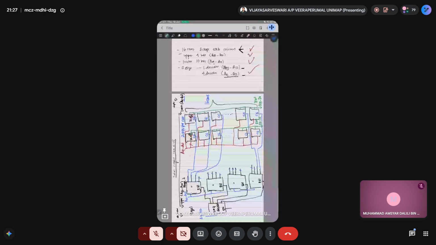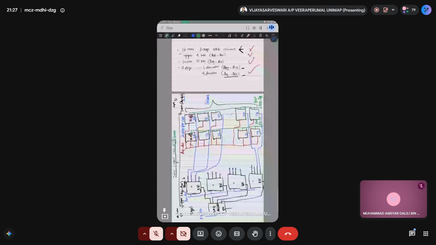So the total capacity yang just now kita tengok adalah 16 bit. So we need 16 bit. So that's why 8 bit and 8 bit. So D0 to D7 and D8 to D15. So this is the design of the RAM.